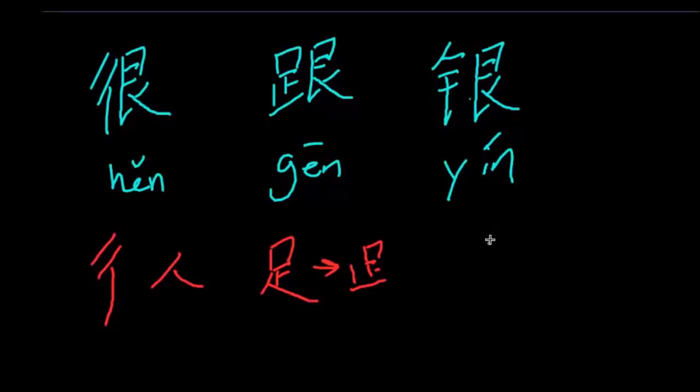Alright, the radical here is from jin, or gold. Alright, this is the character for gold, and as a radical it looks like this. Now you will see this radical anytime you're talking about elements or things of that kind. So silver has the gold radical, yin.